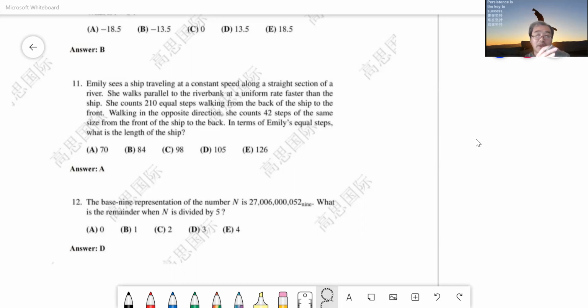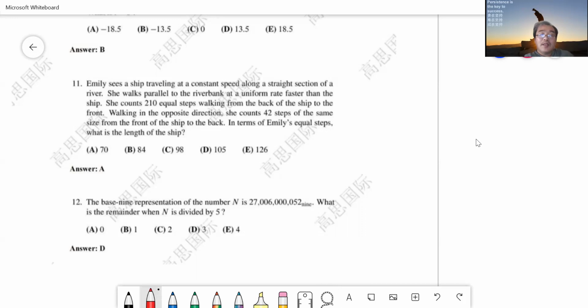The first step is you can see Emily walking to the front of the ship, right? That's actually just a catching up problem. The next step is the return, from the front of the ship to the end of the ship. So this actually is a meeting problem. You meet the end of the ship, right? Then we can use a typical equation word problem solving. So we can do that. But today I'm going to introduce you to a very interesting solution using proportion.